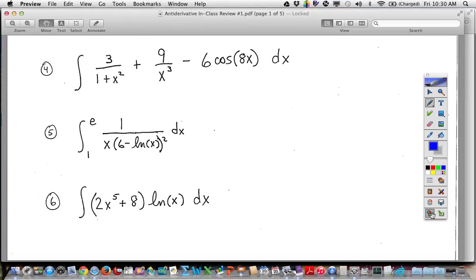Here's an integration by parts, right? You got an algebra and you got an ln, so I'd let u be the ln, the LIATE kind of a thing. Integration by parts.